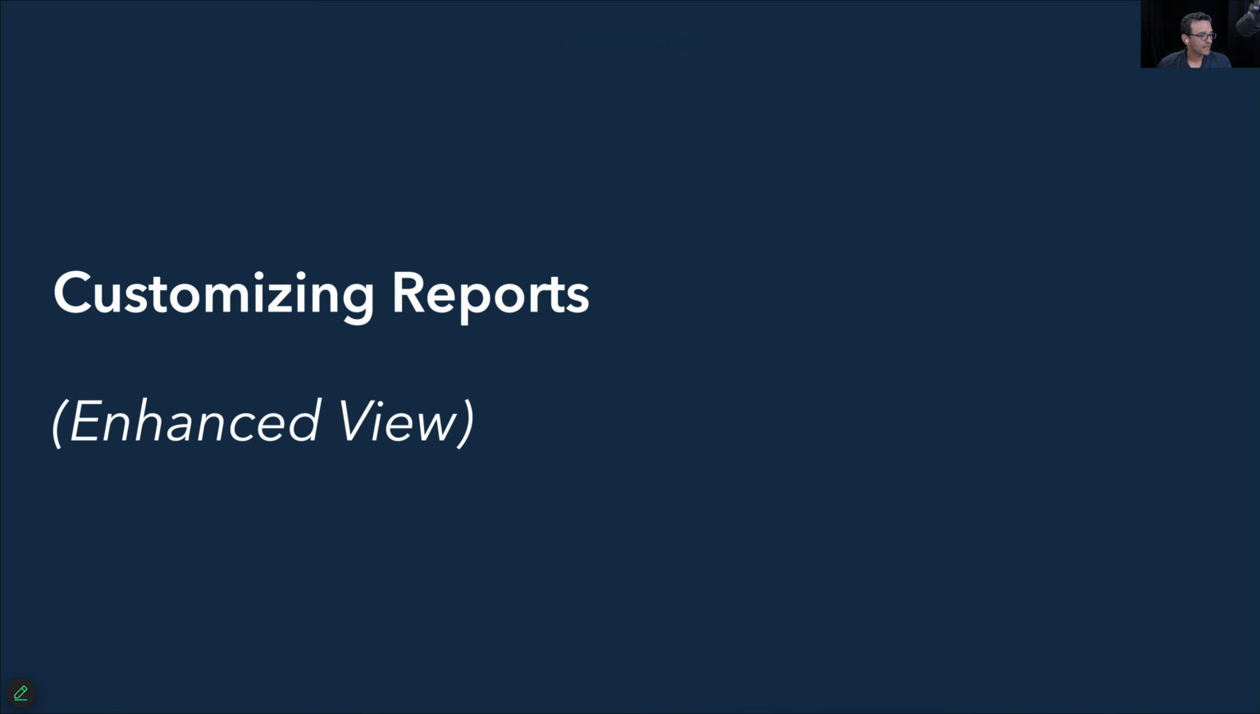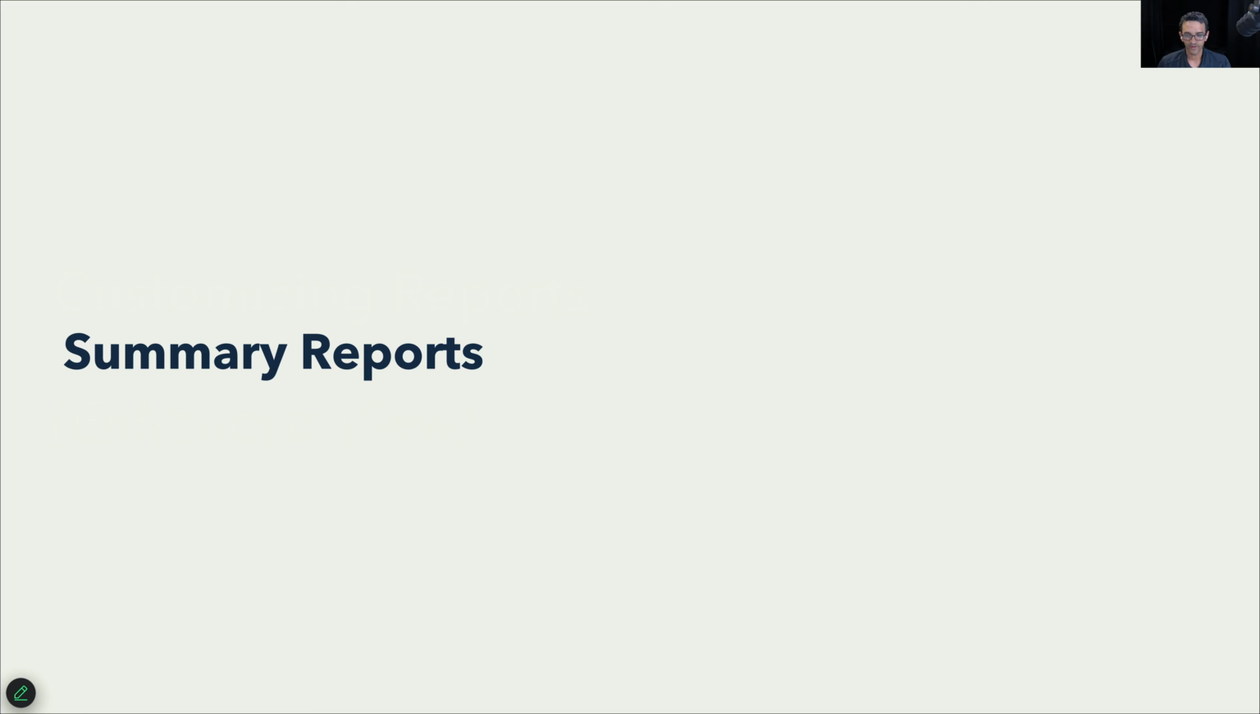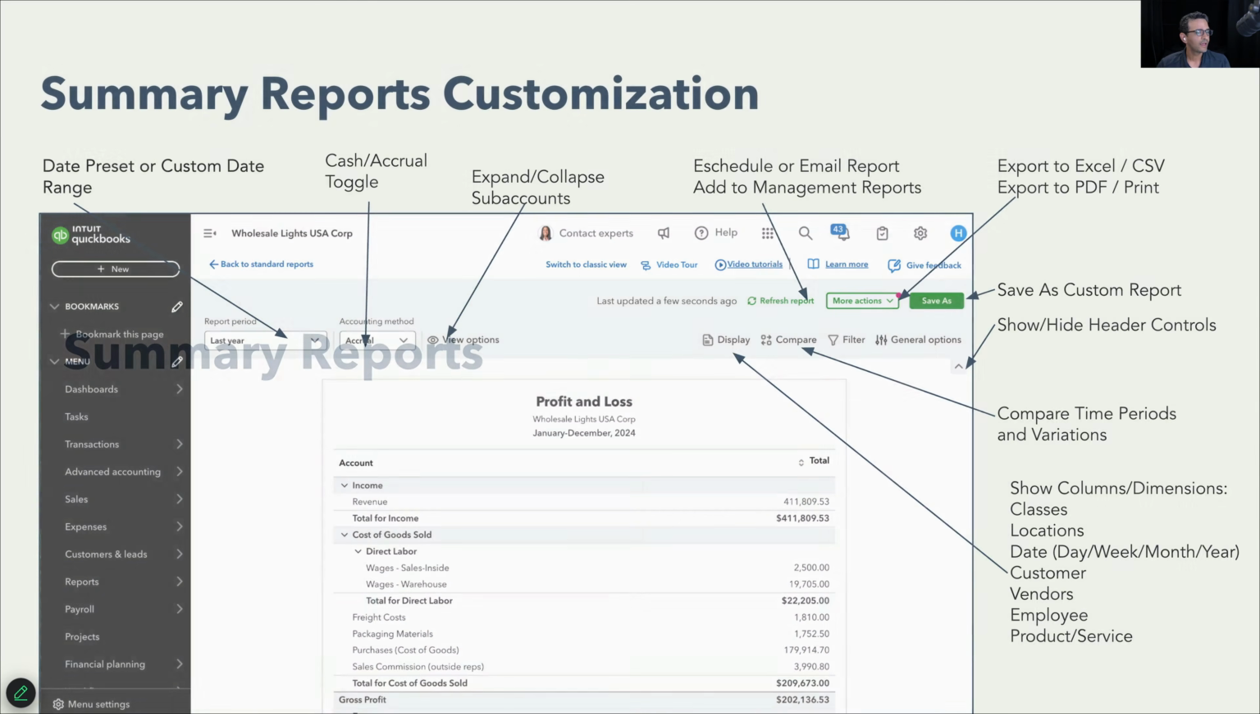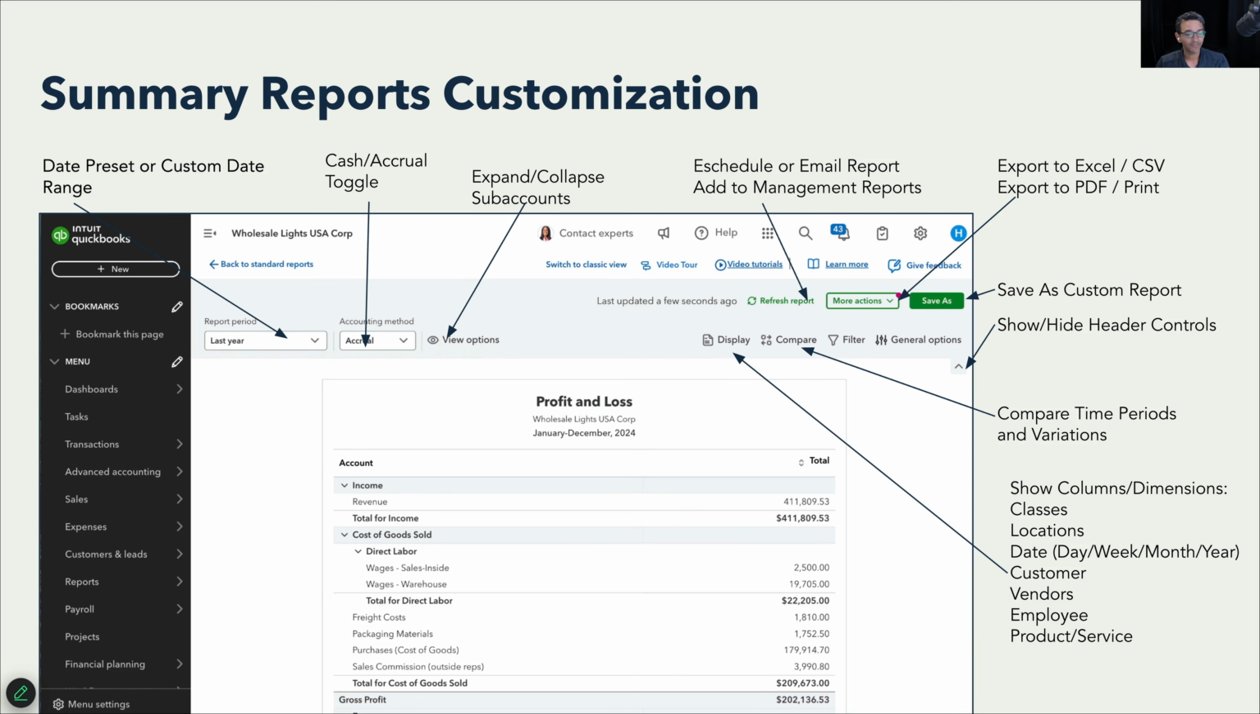So we're going to talk about customizing reports, and I'm going to go through the slides really quickly because we're going to do most of this inside QuickBooks Online. But you're going to notice that as you go slide by slide, there's a screenshot, and then there's a little arrow and an indicator of pretty much every button that's available when you customize reports.